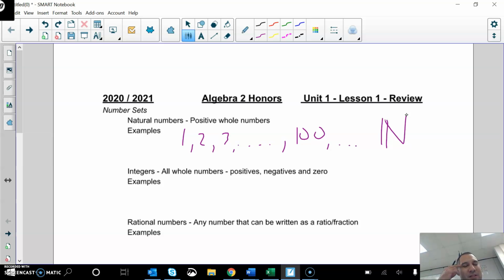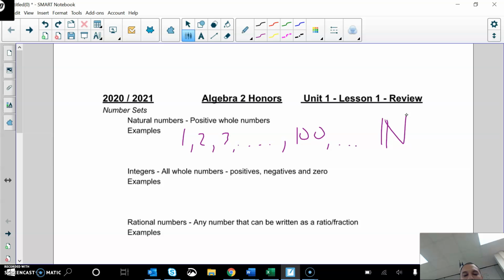Zero, I've seen books include zero, some books not include zero. For our purposes, it's just not included for right now in the natural number system. All right, then civilization kept improving. The brightest minds discovered zero. More time had passed, and then they discovered the negative numbers.